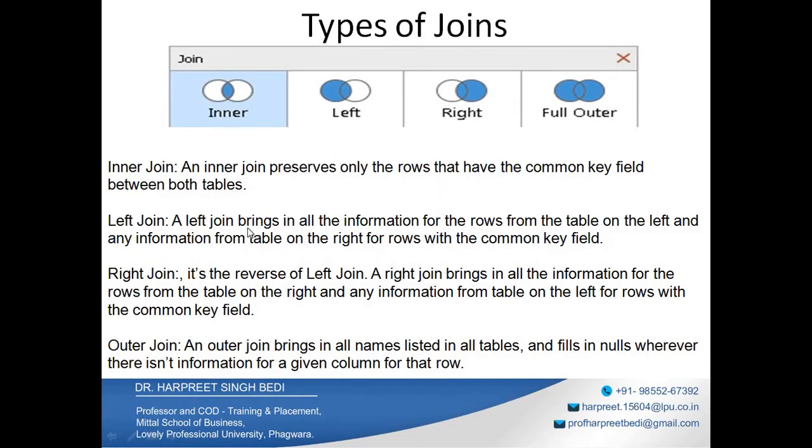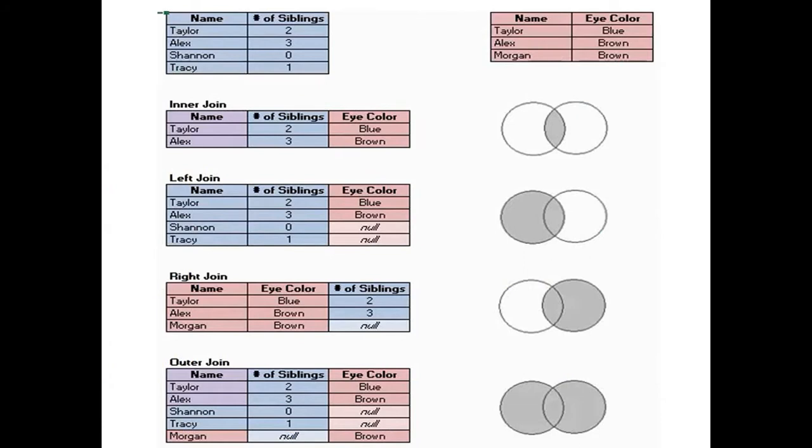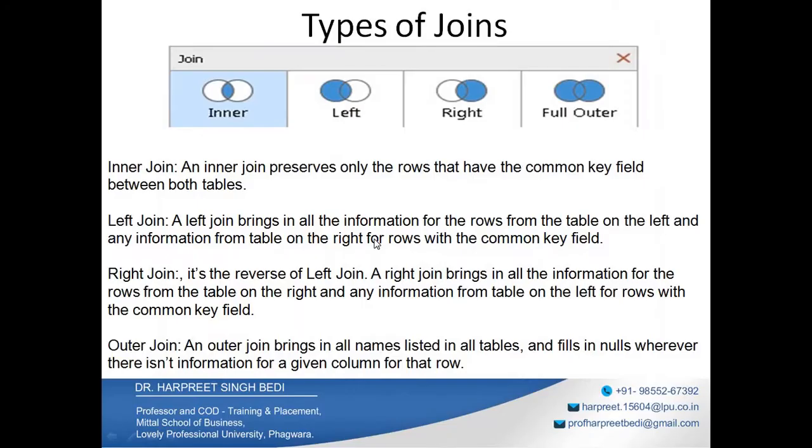Second is a left join. Left join takes all the values of the table on the left, and from the table on the right only those values which have a match will be copied. For example, in this left join I have picked my entire left table, and from the table at right only the common values are pasted here, and the rest is reflected as null. This is generally what we do with VLOOKUP in Excel.